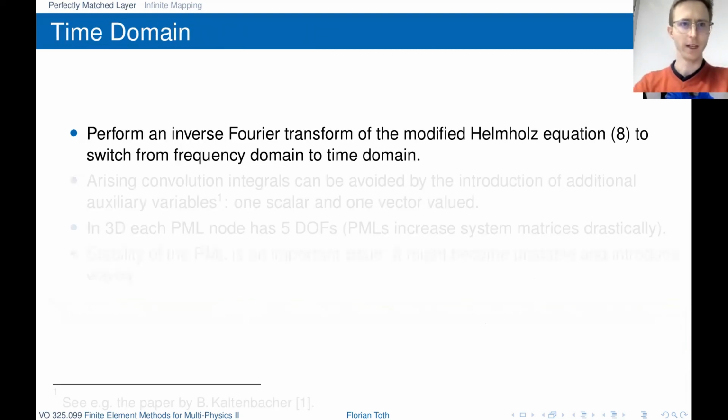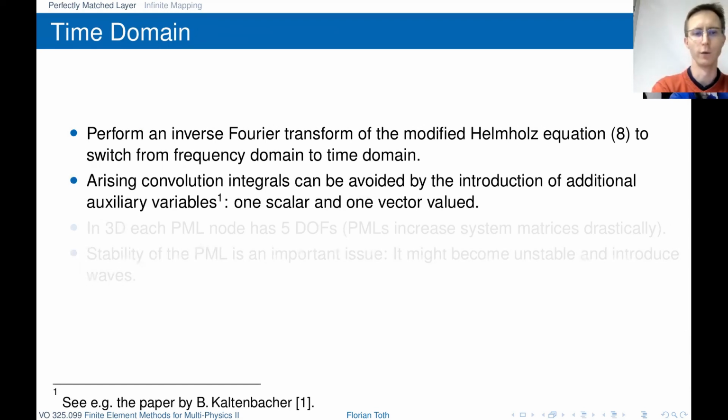If we now go to the time domain, we want to switch from the modified Helmholtz equation, which is a frequency domain equation, to a time domain formulation. And this we can do by doing an inverse Fourier transform of the formulation seen before. However, there we have convolution integrals arising. And there are formulations that actually solve these convolution integrals, but they can be avoided by introducing additional auxiliary variables. In particular, you need one scalar variable and one additional vector valued variable.